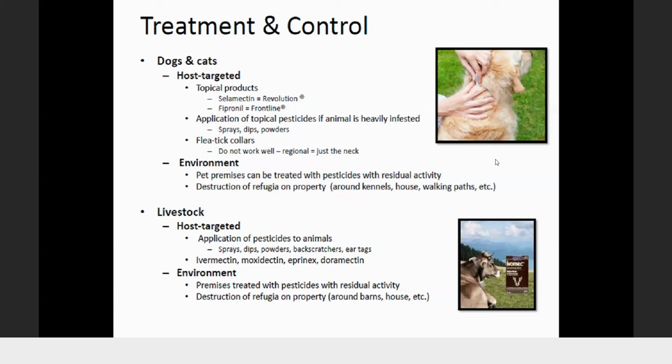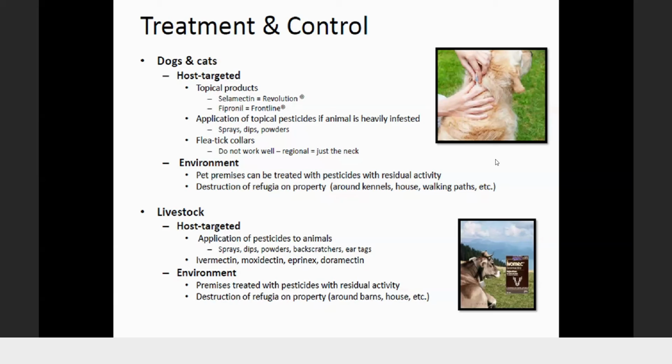Okay, and for the environment, pet premises can be treated with pesticide with residual activity, and then it's really important also to destroy the refugia on the property, especially of the larvae and the nymphs that are present around the kennel house and also the walking path.